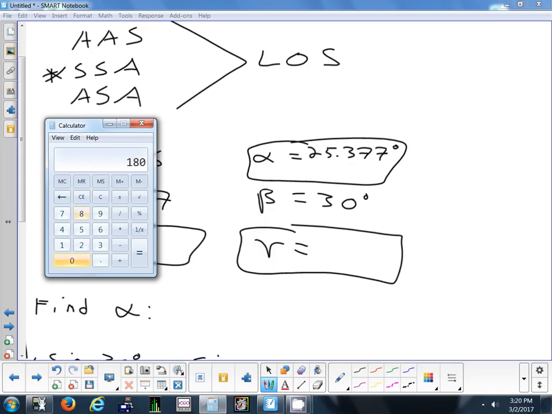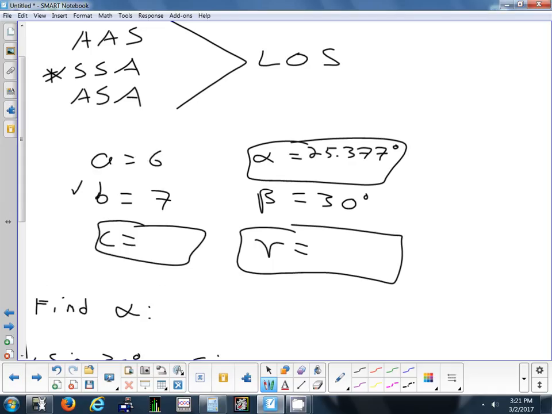Okay, so if there's a second answer, it's 154.623. That's too big, because the angle that they gave me was 30. If I try to use the angle that I just found, plus the one that was given, it's too big. So this time, you don't have to worry about a second answer for alpha, gamma, or C.